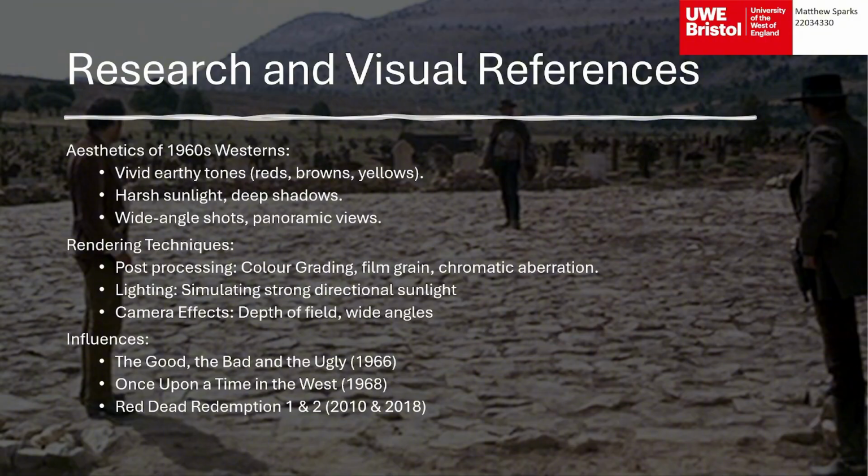Before starting the project, I spent time researching. Often, vivid earthy tones such as red, brown, and yellow are used. Harsh sunlight produces deep shadows, and wide-angle shots and panoramic views create an open feel, replicating the landscapes of the movies. Rendering techniques that would apply to recreating this include color grading, film grain, chromatic aberration, as well as simulating strong directional light within the editor and applying multiple camera effects such as depth of field and wide angles.